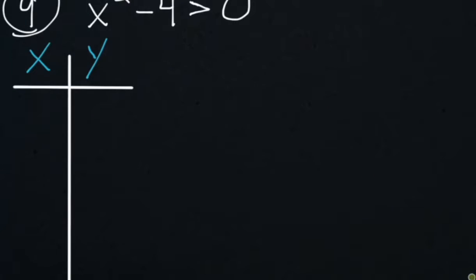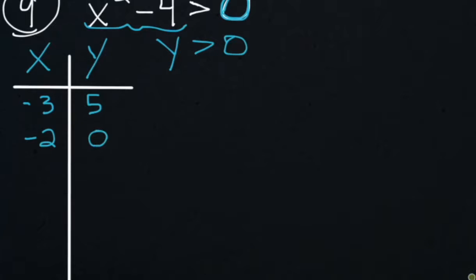Number 9. Again, I'm looking for 0. This time greater than 0. So I'm going to plug my equation into y1 and look at my y values greater than 0. So let's write down a few values. At -3, it's 5. That's greater than 0. -2, it's 0. Okay? At -1, it's -3. So now that I've dipped down, I'm going to scroll down.